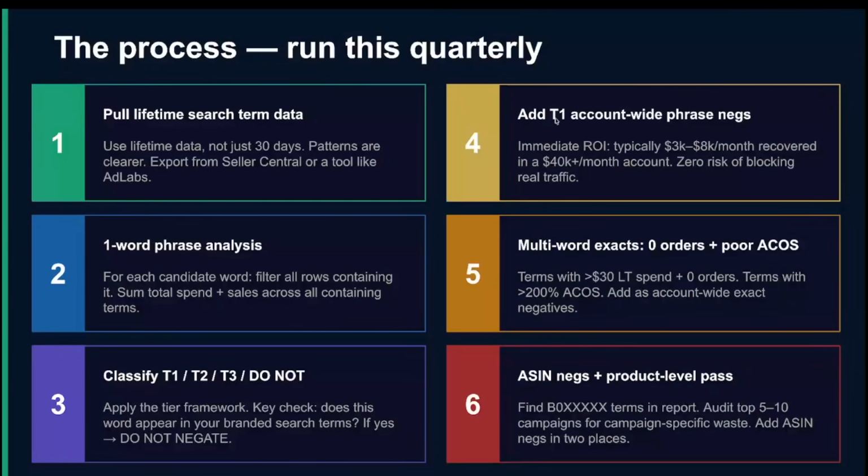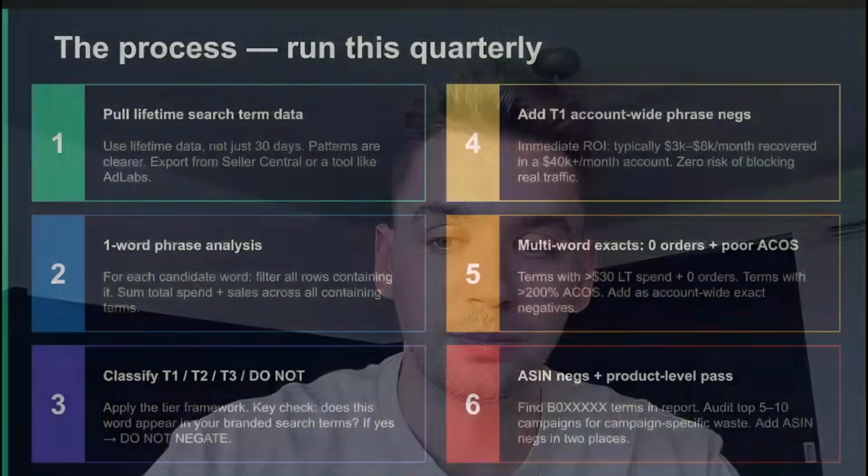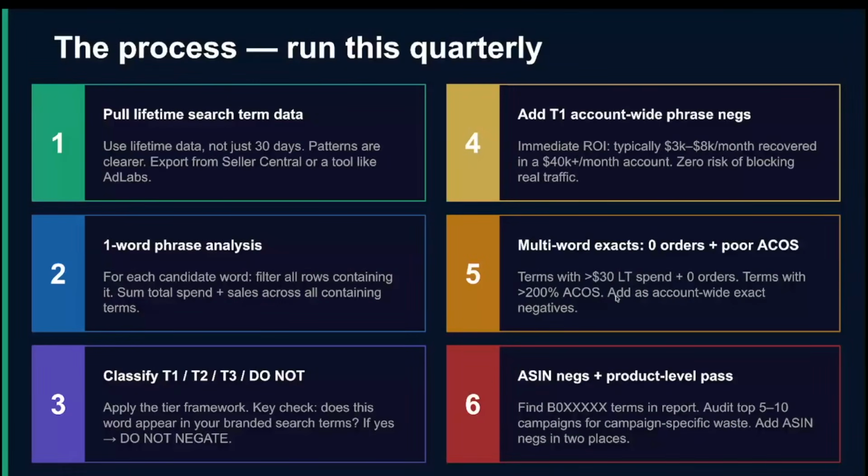Step 4 is add T1 account wide phrase negatives. So if that's anything obvious, and that's again how we are able to save $7,000 for this brand that spends $40,000 a month, and that have zero risk of blocking real traffic. Now anything with $30 in lifetime spend, again, that's depending on your inventory. If you sell $200 products, you'd want to have a different threshold of, say, at least $200 overall of lifetime spend. For any cheaper products, you are good to go with up to $30, let's say. Just giving an example. And any terms with high impressions, this is again up to you to set.